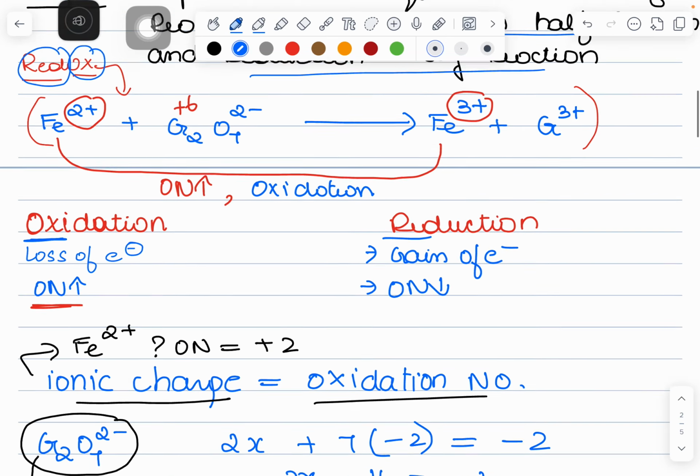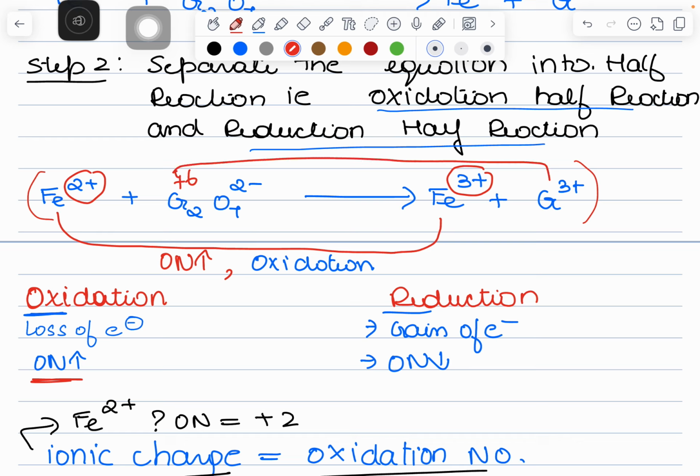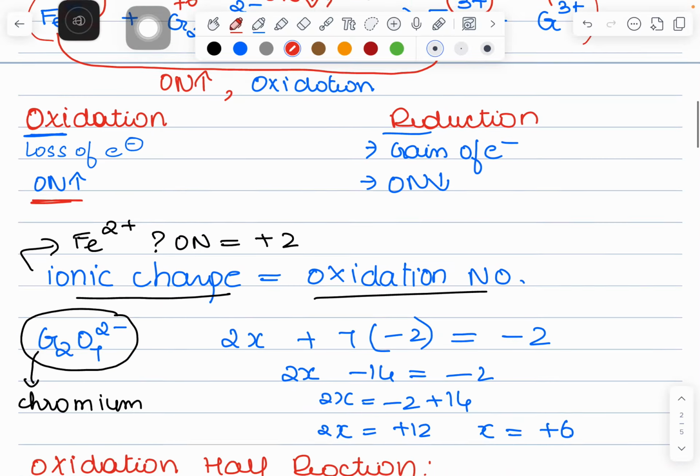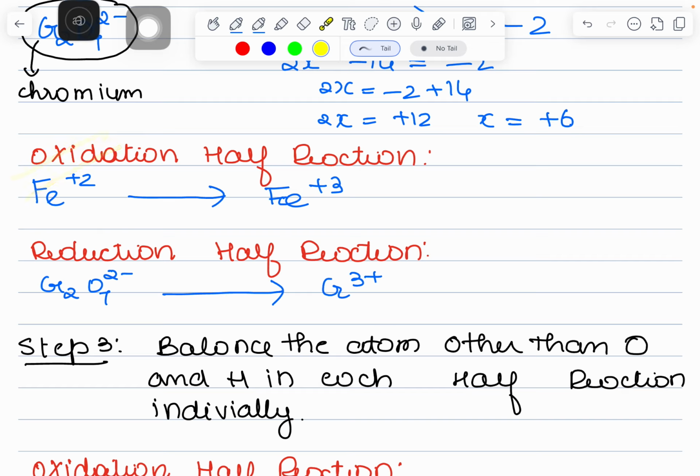Next let's see the reduction. Here chromium in the plus 6 oxidation state changes to plus 3. The oxidation number decreases, and if it decreases, that means this is reduction. So chromium going from plus 6 to plus 3 is the reduction half reaction. So it is Cr2O7 2- going to Cr3+. So we have got the oxidation half reaction and the reduction half reaction.